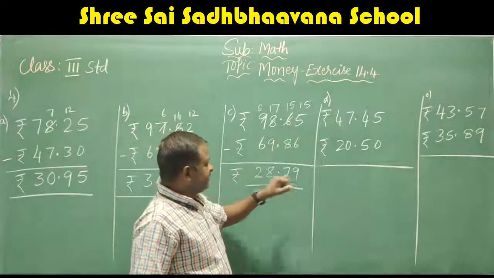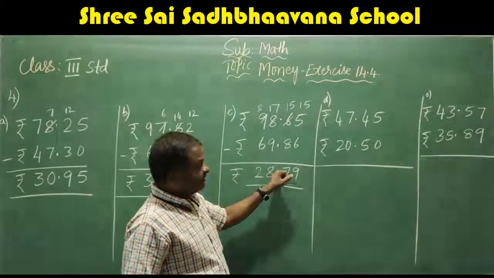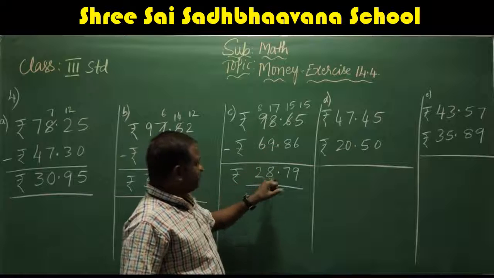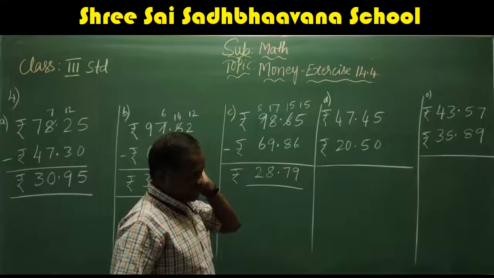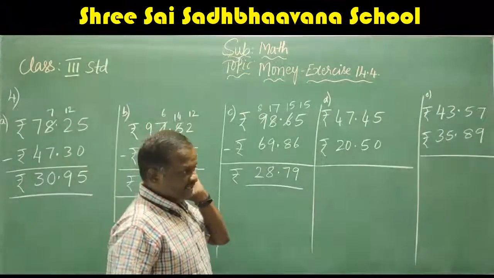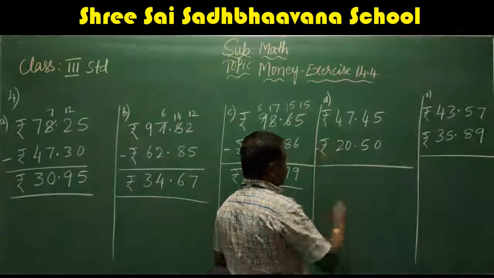9 plus 6, 15. Carry 1. 7 plus 8, 15 plus 1, 16. Carry 1. 10. 10 plus 8, 18. Carry 1. 6 plus 2, 8. 8 plus 1, 9. So what we have done is right. Next come to here. Subtraction.